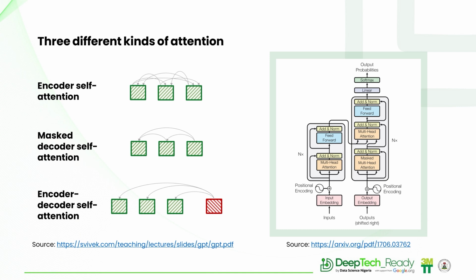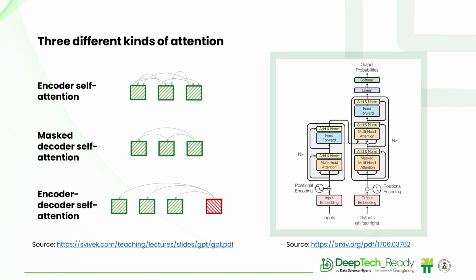We also have the masked decoder self-attention. In the decoder, self-attention is performed in a masked manner. This means that each token can only attend to previous tokens in the sequence, not future ones. This is crucial during training when the model is generating tokens step by step, as it simulates the autoregressive nature of text generation, predicting the next word based on previously generated words.